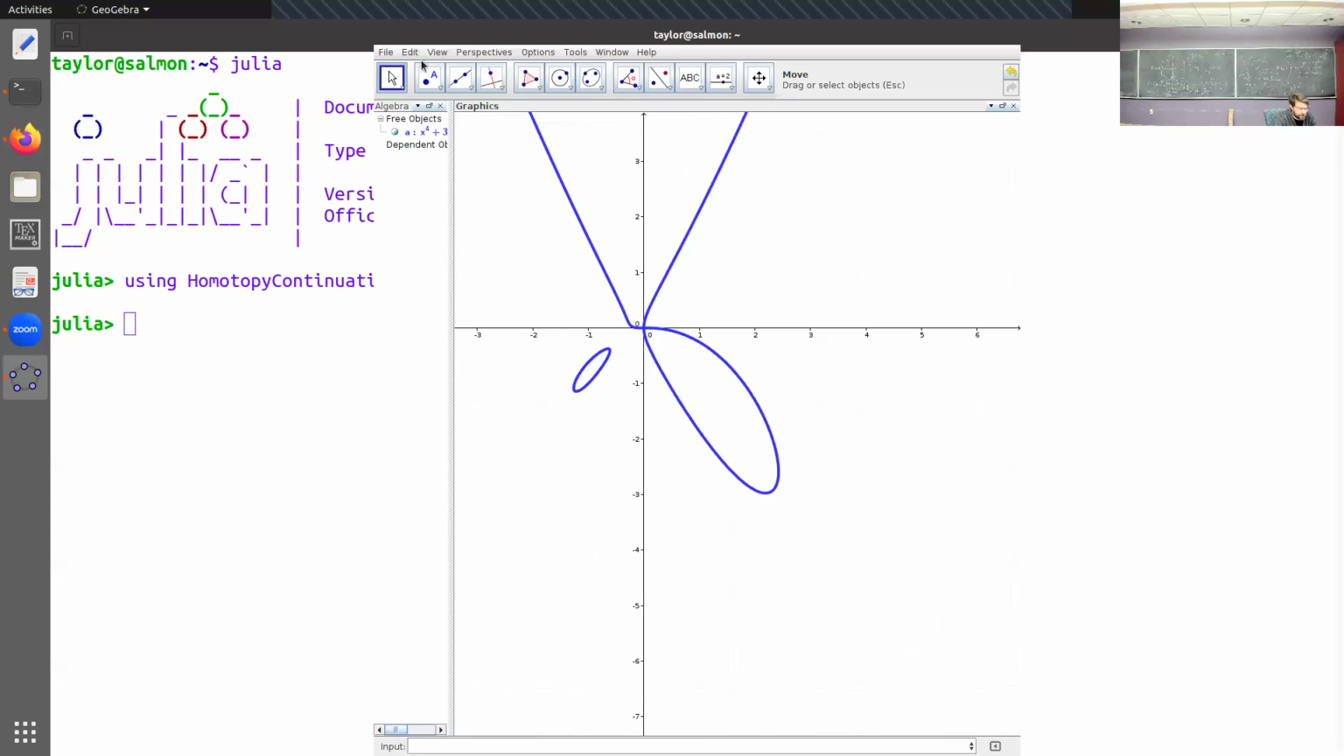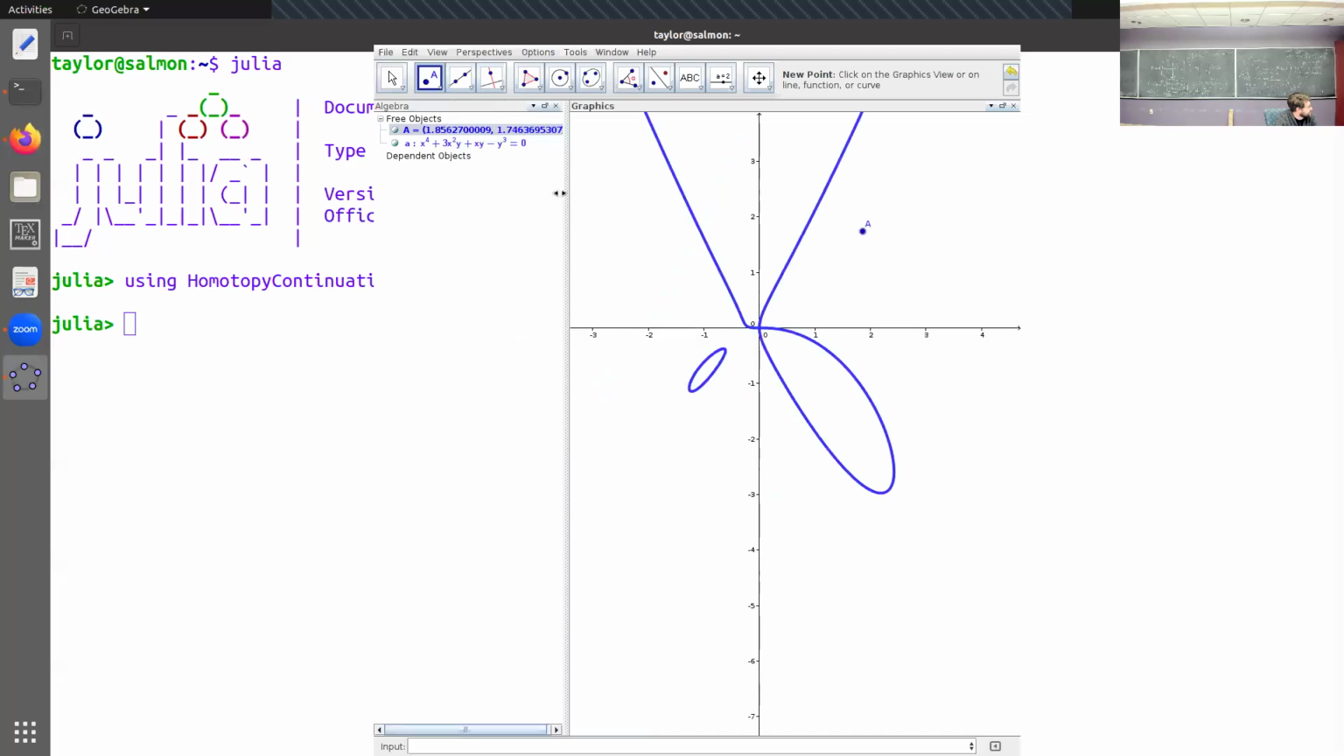Okay. We're going to pick a generic point. The way you pick a generic point in GeoGebra is you just click, and that's a generic point. All right. Let's find the closest points on this variety to that point. How's this? Let's do that.